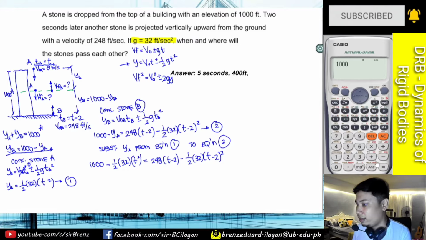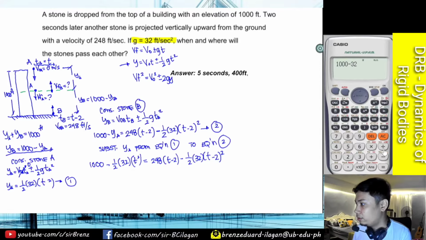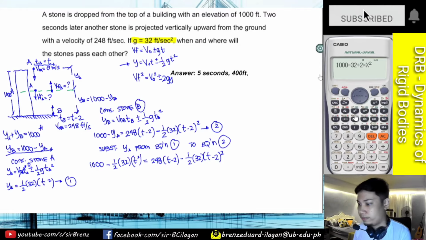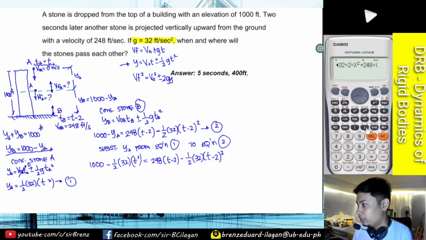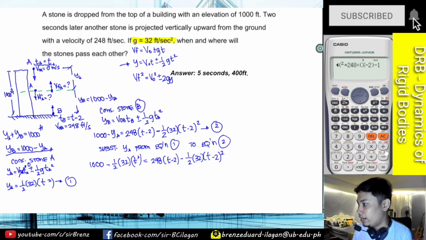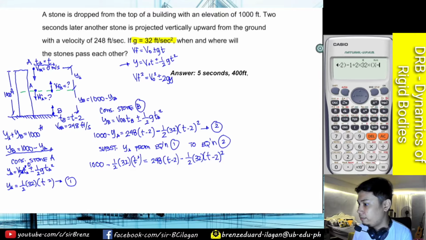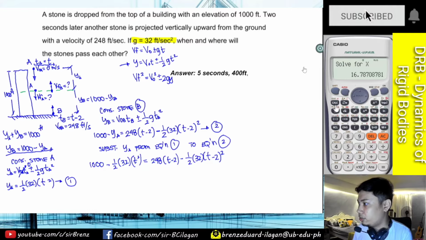So, 1,000 minus 32, so divided by 2 times alpha x squared, and then equals, so 248, so wala tayong magagawa, kailangan natin gumamit ito. So, x minus 2, so minus 1/2 of 32 times t minus 2 squared. Ayan. Tapos shift, solve. So, hingi ng value.